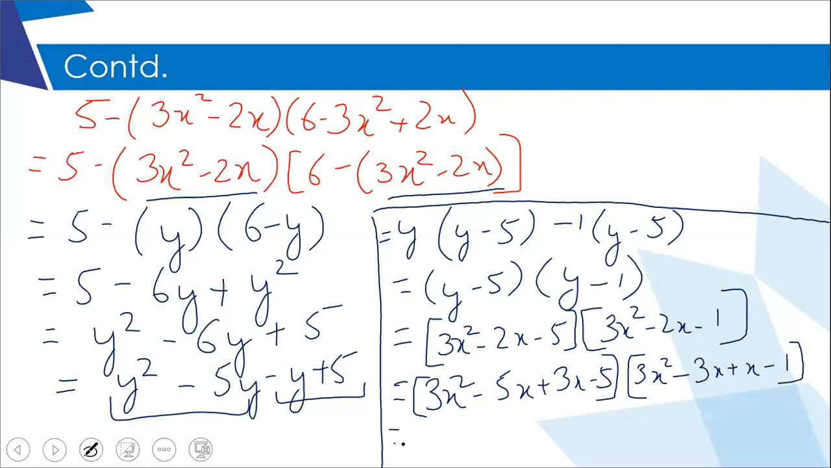I will now take x common from the first two terms. I will get 3x minus 5. From the second two terms, I will just take plus 1 common.